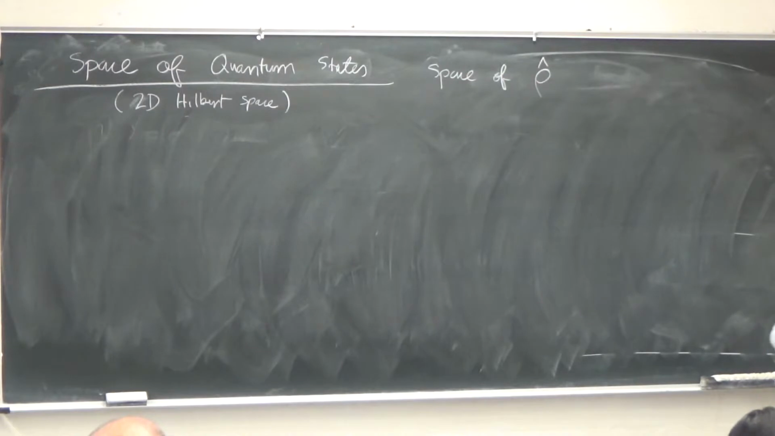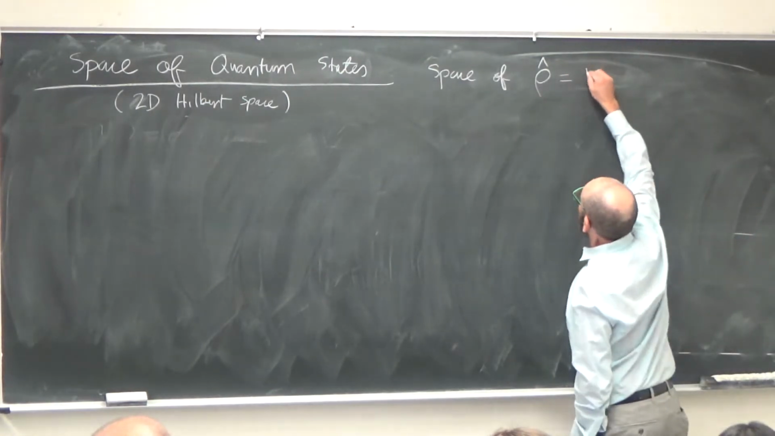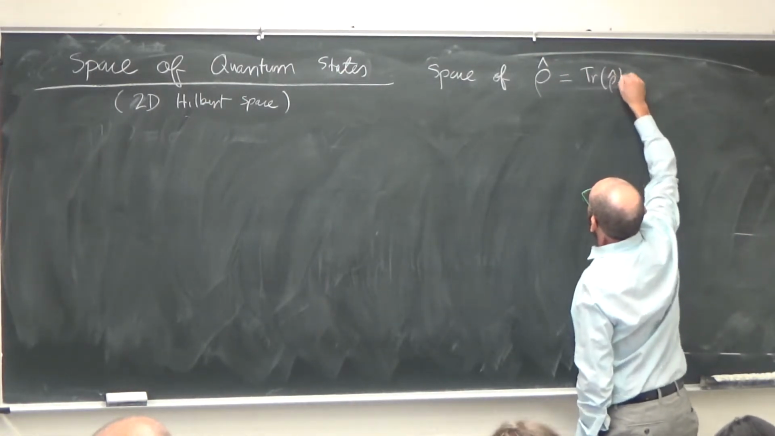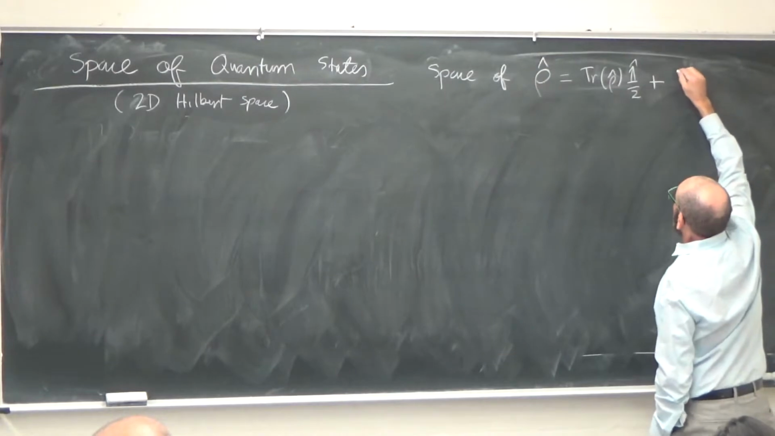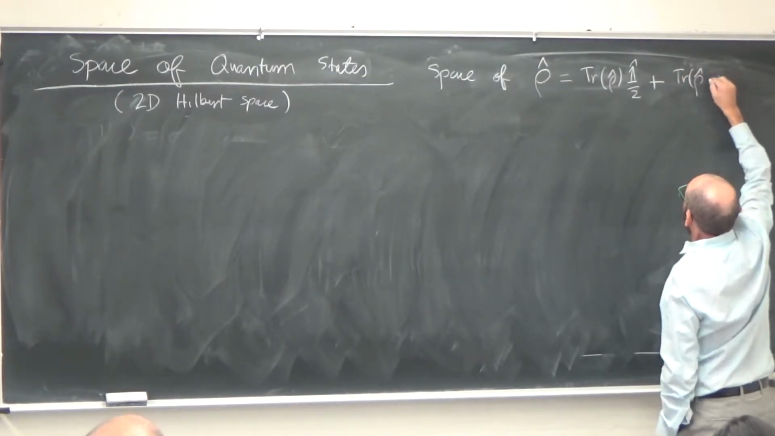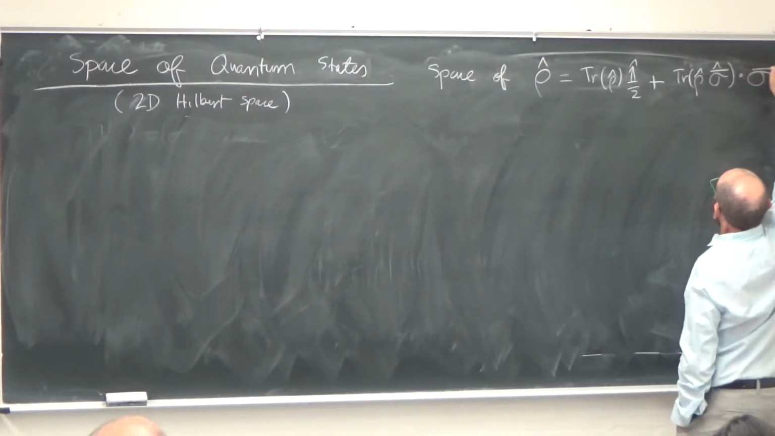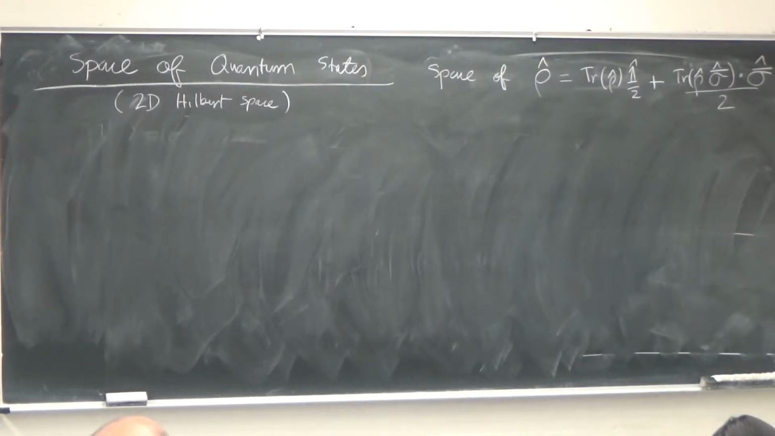Every such operator can be expressed as some amount of the identity and some amount of sigma x and some amount of sigma y and some amount of sigma z. Because we said at the beginning of this lecture that any 2x2 matrix can be expressed as a linear combination of the Paulis and the identity. So this is equal to the trace of rho times the identity over 2 plus the trace of rho with the vector of Paulis dotted into the Paulis over 2. Does everyone agree with that statement?